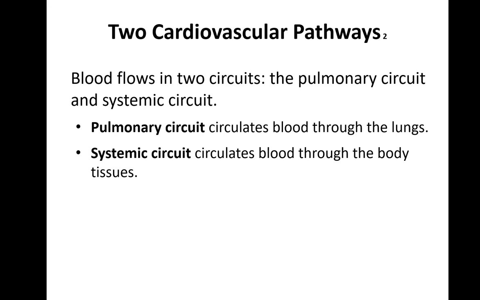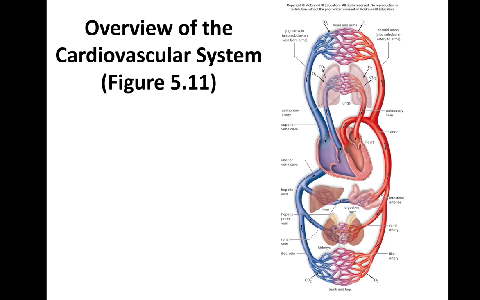The blood flows in two circuits, the pulmonary and systemic circuits. The pulmonary circuit circulates the blood through the lungs, and the systemic circuit serves the needs of the body tissue. These circuits also deliver a variety of nutrients, hormones, and other factors that are both important in the maintenance of homeostasis of the body. Here's a picture that maps out the flow of both the systemic and the pulmonary circuits.